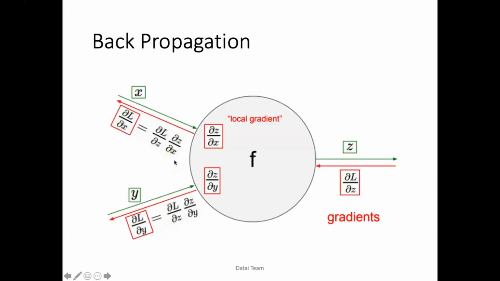Backpropagation is how neural networks learn, and they clearly use chain rule here. We have dL/dz and dz/dx. So we look at how L changes when z changes and how z changes when x changes. And then when we multiply these, we can see that the z's cancel out and we get dL/dx. For y it's the same. We have dL/dz, dz/dy, z's cancel out, and we get dL/dy.